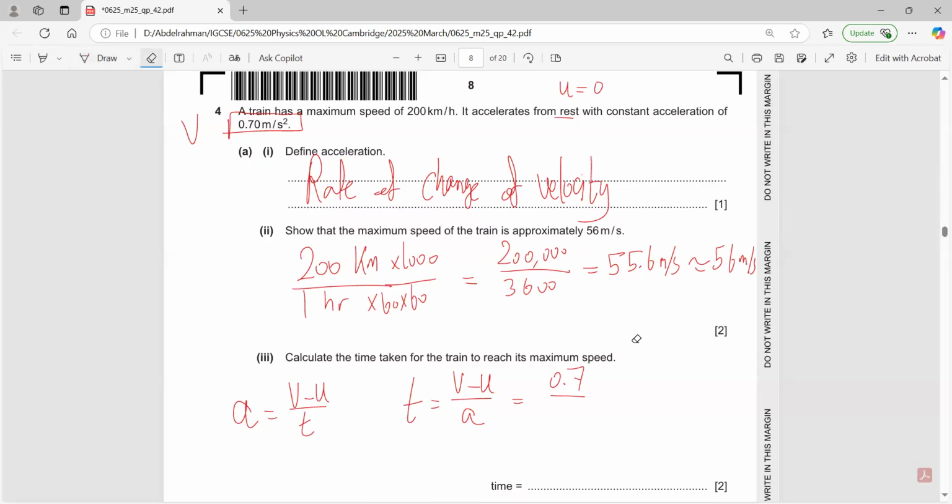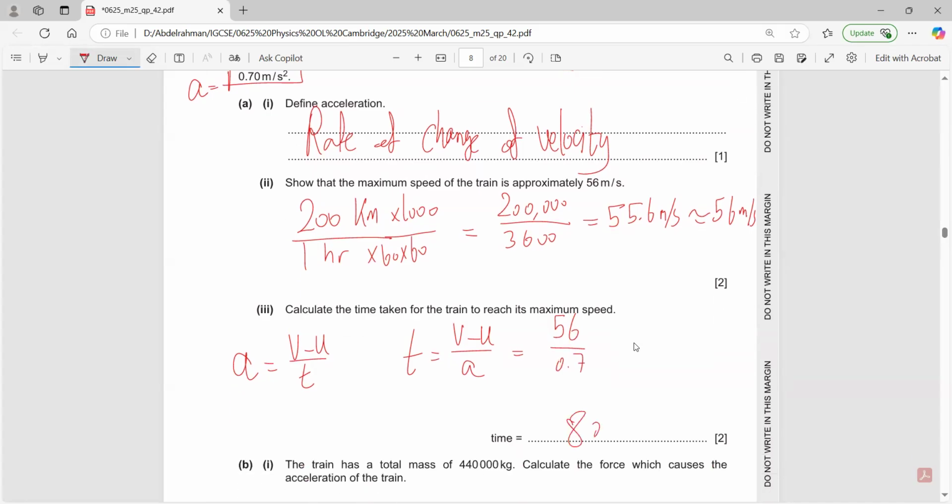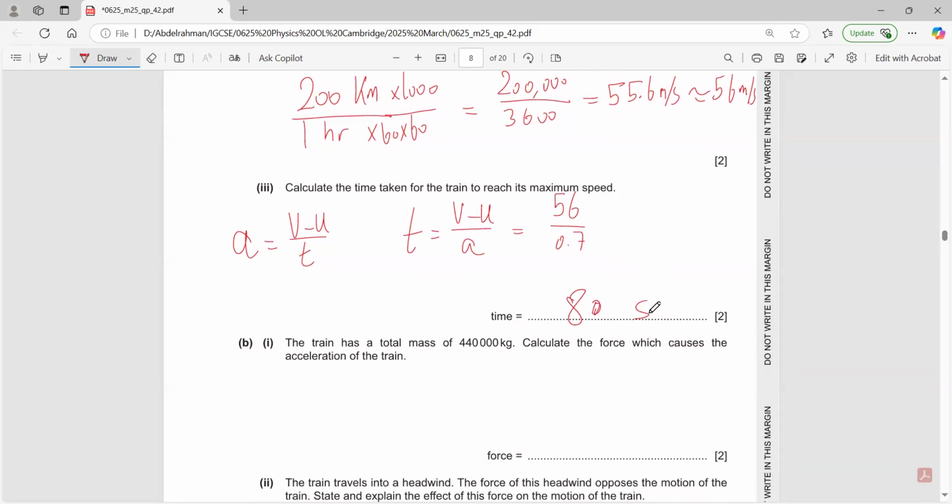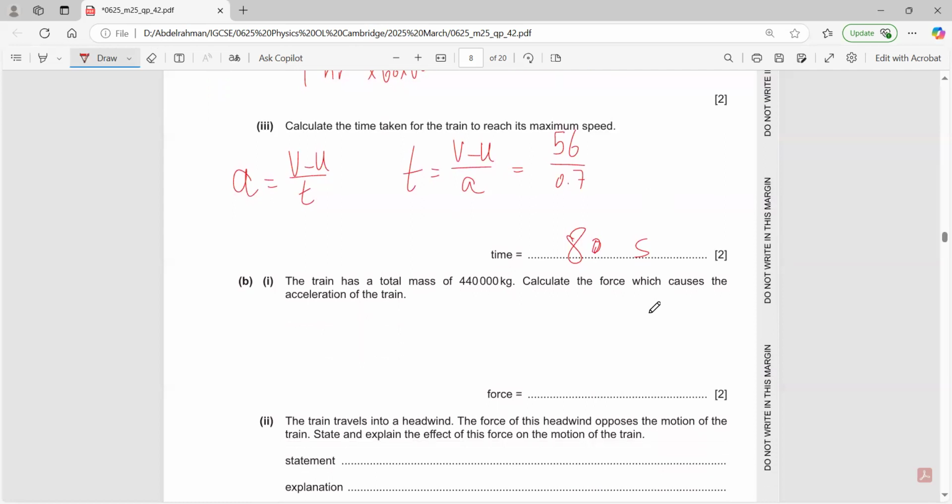Sorry, this is not v, this is the acceleration. I'm sorry. The acceleration was 0.7. The final velocity, the maximum velocity, was 56 minus 0 over the acceleration, which is 0.7. This would give you a time of around 80 seconds.